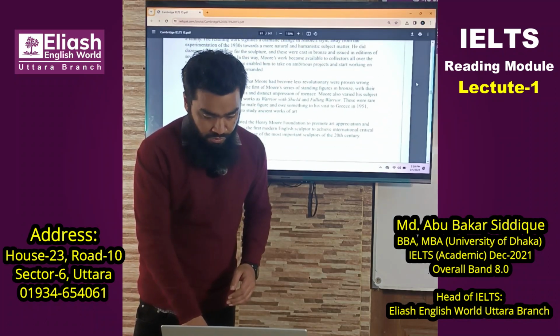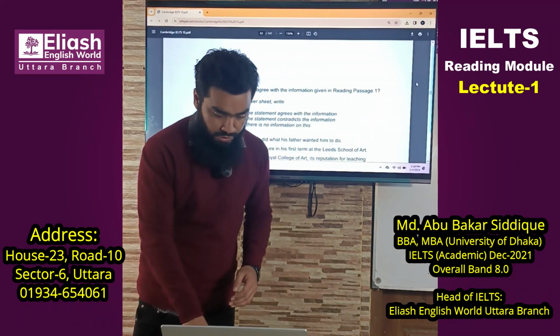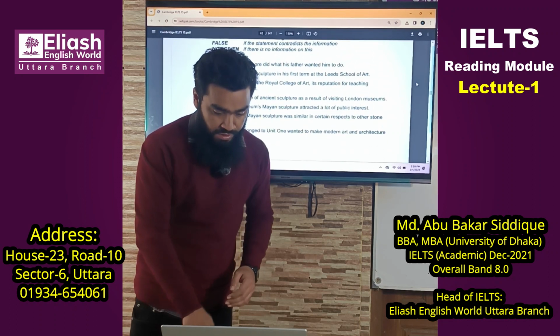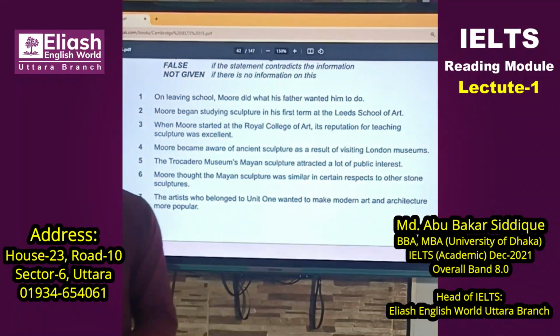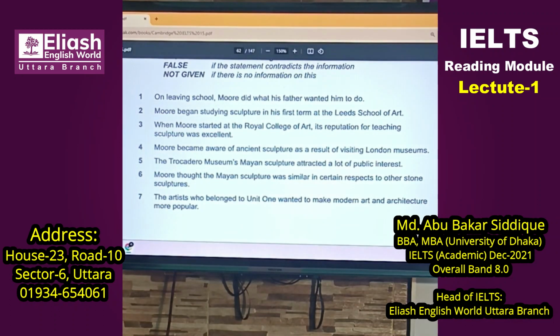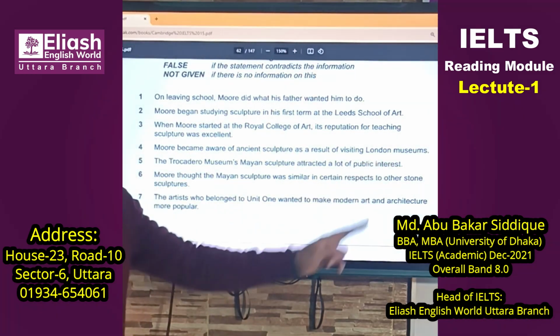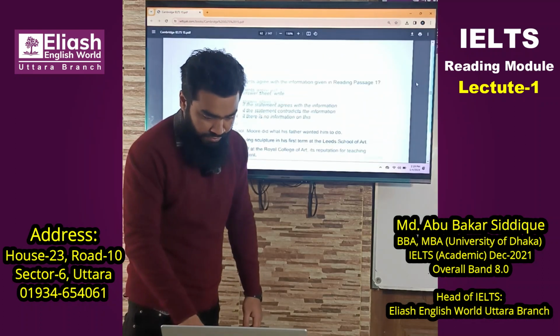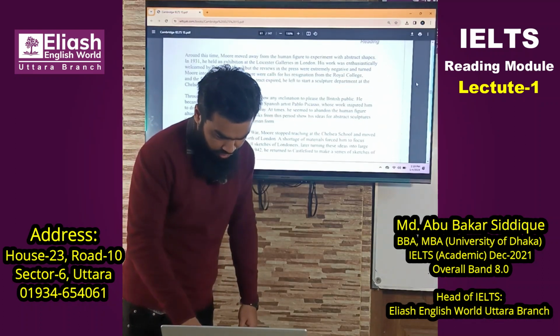Like I said, the answers will always appear sequentially in true, false, not given type of questions. So question number 4: Moore became aware of ancient sculpture as a result of visiting London museums. Like I said previously, we need to find the nouns here. So the nouns here are Moore and London museums. Now let's go back to the passage and read aloud the next section of the passage.